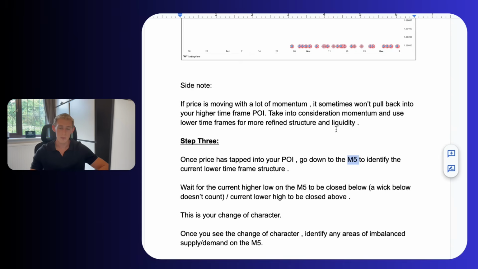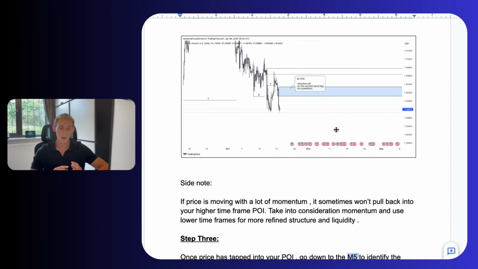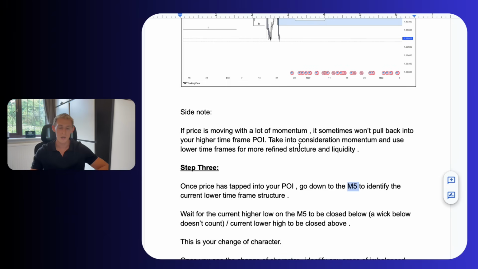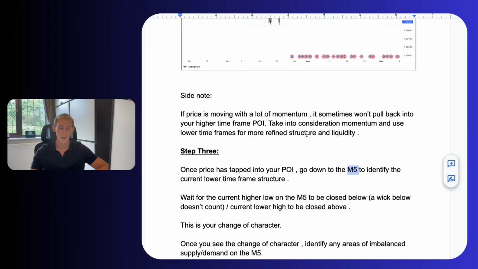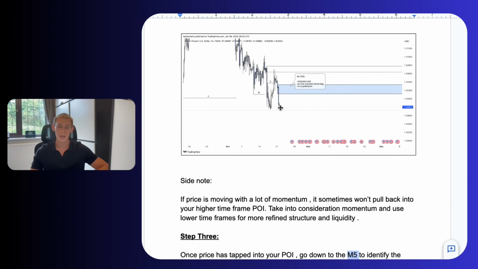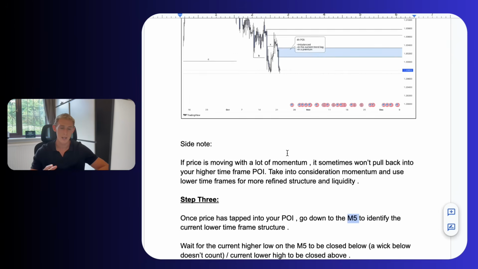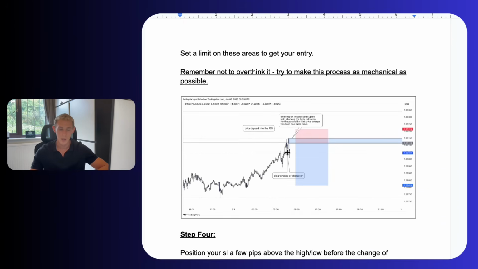Once we're on the M5, we are waiting for price to basically realign with higher time frame structurally. So if price were to retrace into this area of supply, I'm then waiting for the M5 to present a change of character by breaking the most recent higher low. I'm then looking to enter on a retracement into an area of imbalance. So just to summarize that, what I'm looking for is for price to come up into this area of supply. I'm looking for the M5 to structurally shift bearish by presenting a change of character. I then need to see an imbalance created, and I'm looking to enter on that imbalance. And it's as simple as that.